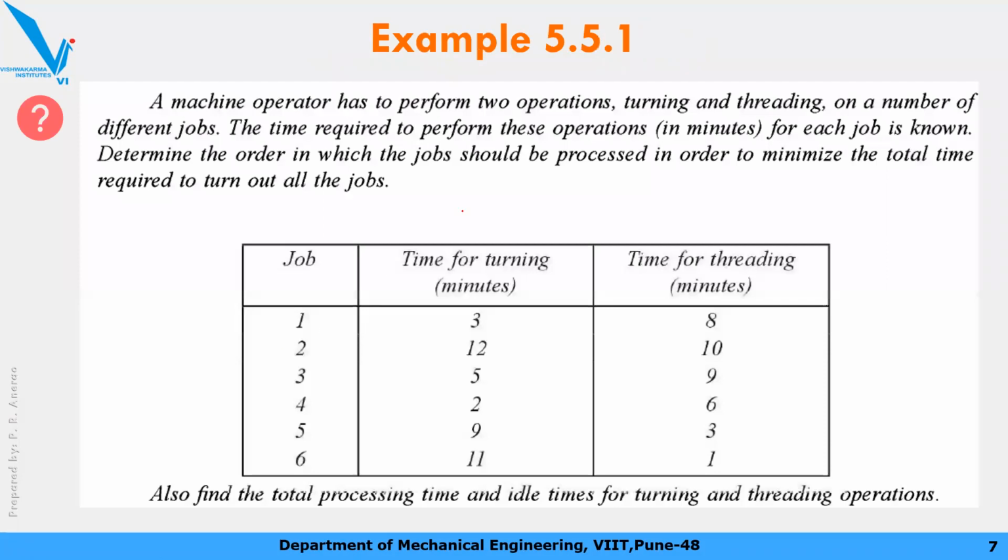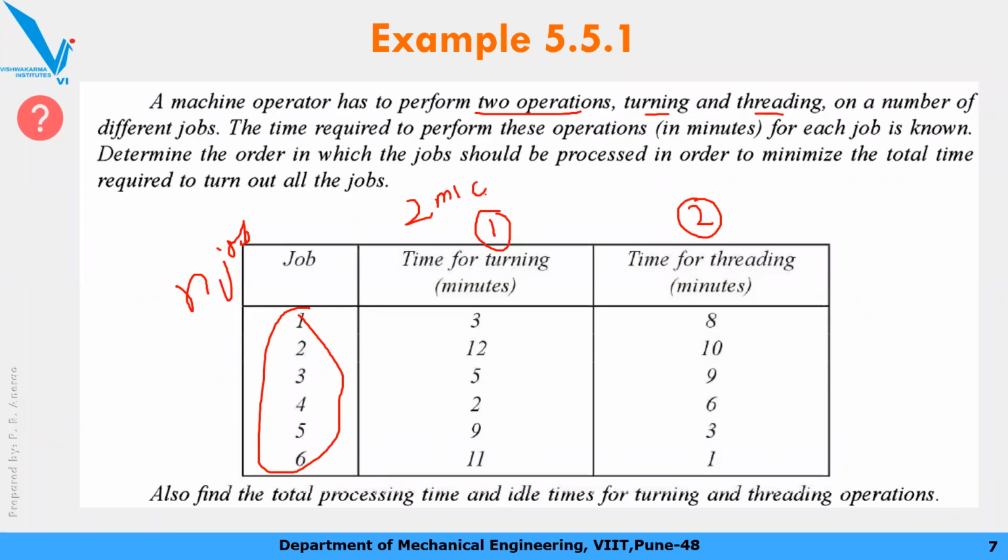Okay, so this is our example. A machine operator has to perform two operations, turning and threading. So you have to do turning first and threading last, as the second operation. The number of different jobs: there are 6 jobs available. So this is the case of n jobs on two machines.